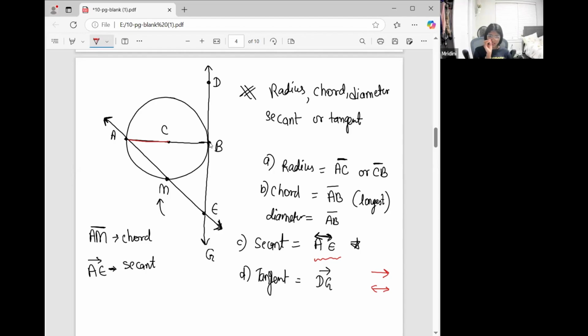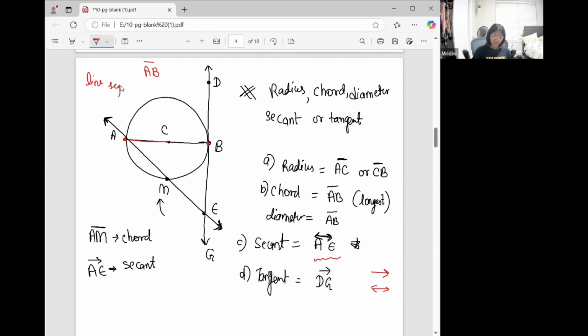So it doesn't count as a line. See, this is my point, this is my point, no arrow is there. So this is going to be AB, and this is a line segment. It's not a line because it's inside the circle. It's a line segment.